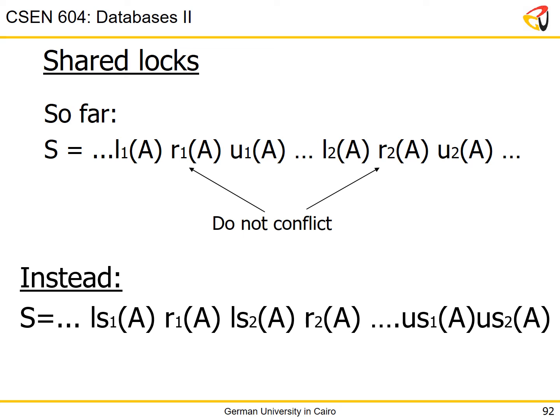It says transaction 1 is requesting a shared lock on A, transaction 1 reading A, transaction 2 is requesting a shared lock on A, it's reading A, and so on. And then it will unlock the shared lock, and unlock the shared lock by the two transactions. So this is an enhancement to the notion of locks where we differentiate between reads and writes.